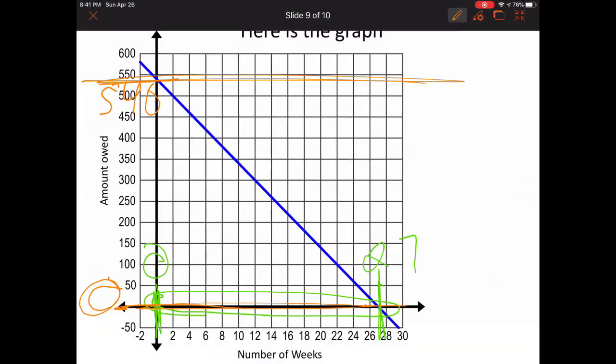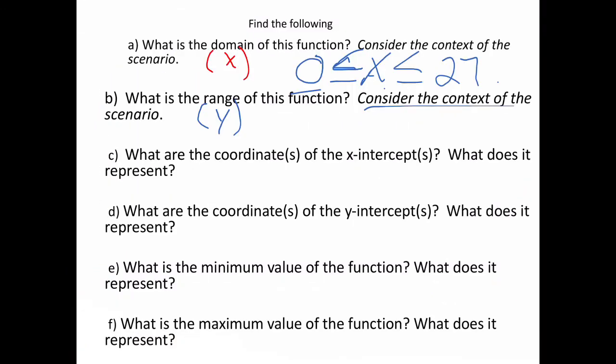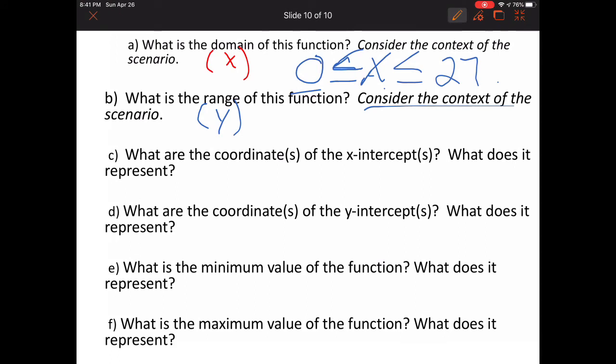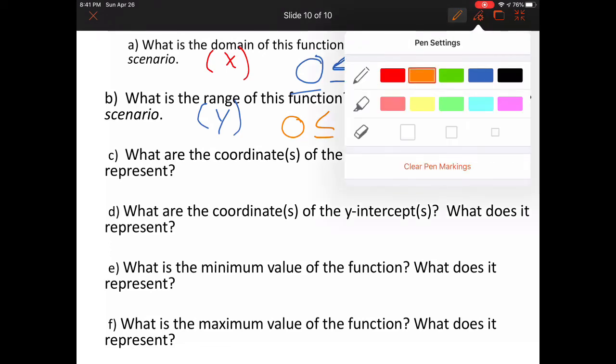So we're going to go to the next slide, and we'll write our range down is from 0 less than or equal to y less than or equal to 540. Now, these two next ones, to me, I'm sorry, but are very, very simple.